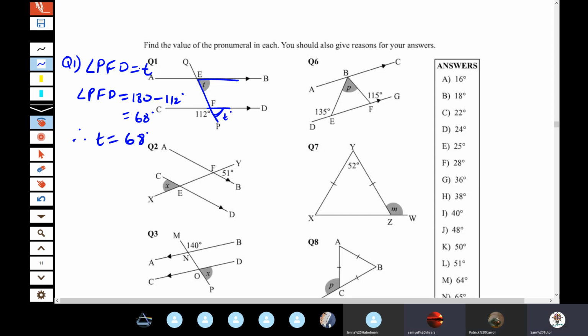All right, here we go now. Our reasons. So angle PFD equals T. What's your reason for that? Corresponding angles in parallel lines. Angle PFD equals 180 minus 112. How did you get that? Straight angles equal to 180. Done. And therefore, T equals 68. Thank you, Samuel.